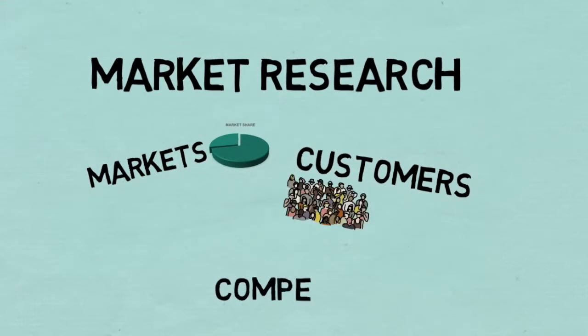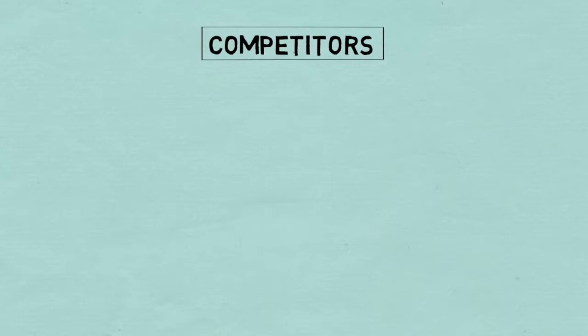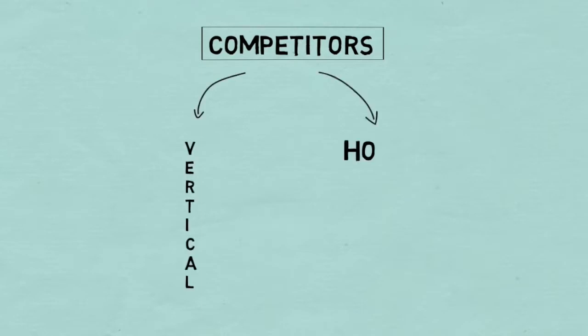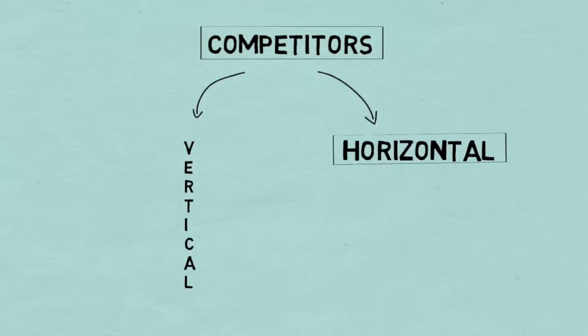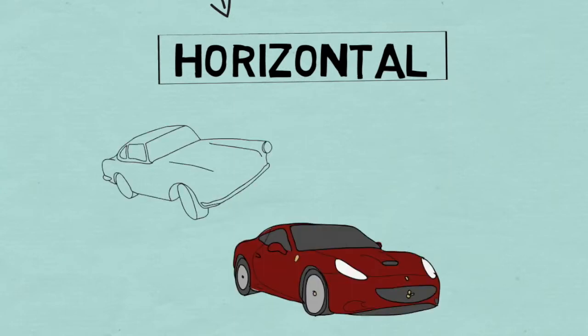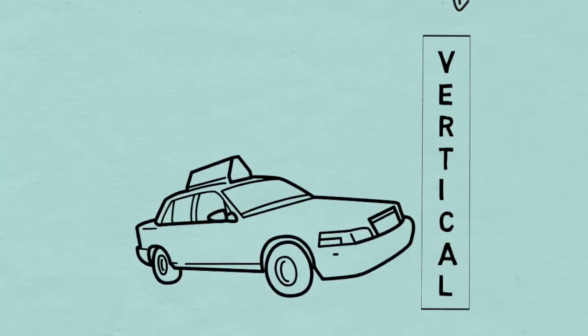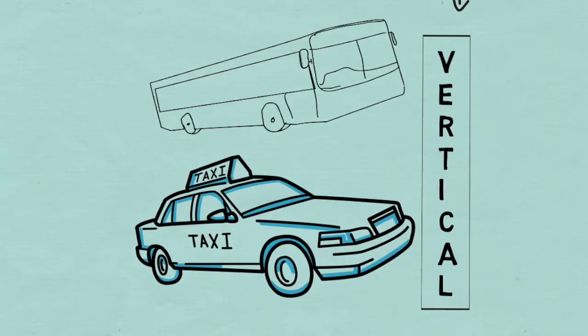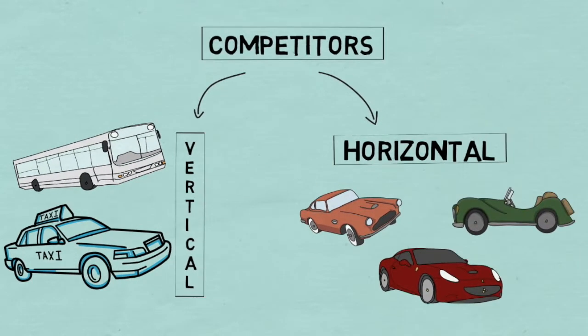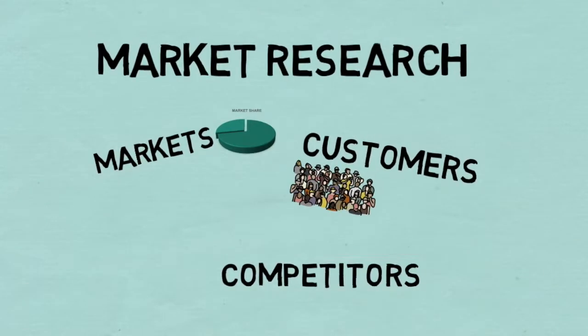Competitors. They can be divided into vertical and horizontal competitors. While horizontal competitors offer the same product category, vertical competitors focus on the same needs of the customers, but they fulfill it with different types of products.